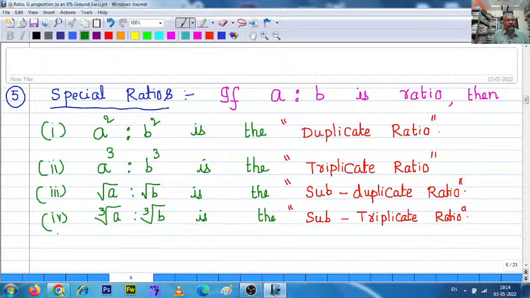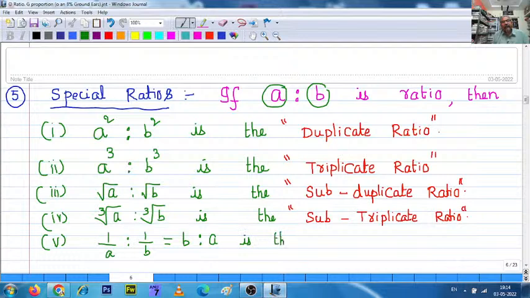And next one is fifth one. So 1 by A is to 1 by B. Okay, let's have a discussion. 1 by A is called reciprocal of A, whereas 1 by B is called reciprocal of B. So that's why obviously we call it reciprocal ratio. 1 by A is to 1 by B, or we can say B is to A also we can write, is called the reciprocal ratio.